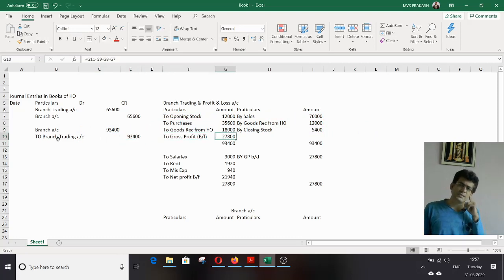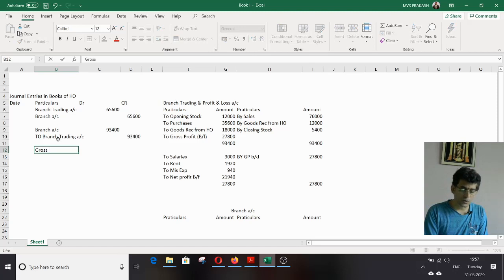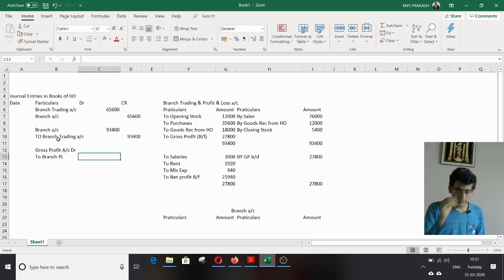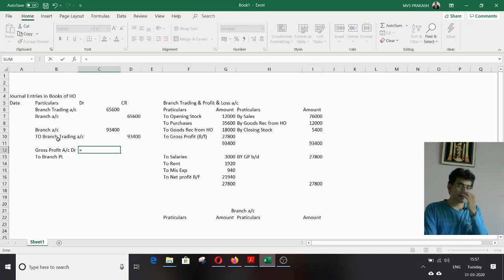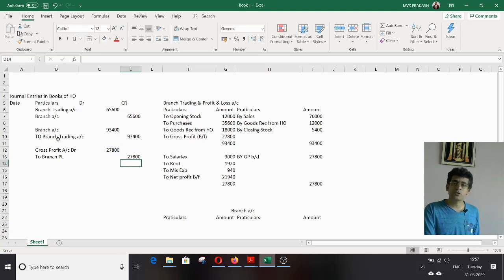So what I should do? This gross profit I have to take down. This gross profit I have to bring down to something called as my profit and loss account. So what I am going to do there? We are going to take the gross profit to your profit and loss account. So gross profit account debit to something called as our branch profit and loss account, amounting to what? The difference between 93,400 and 65,600. So ultimately that is coming to 27,800. So now the gross profit is transferred to your profit and loss account.